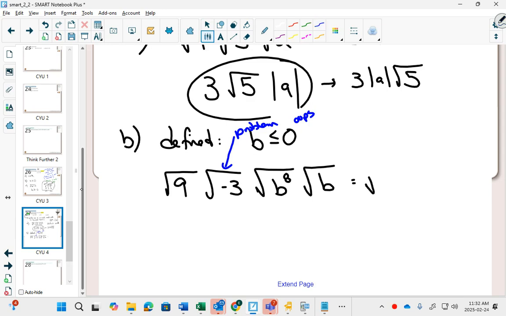Instead, this is how I'm going to recommend us showing our work, unlike we did in A. Just make one big square root and break things up. So negative 3, b to the 8, and b. And then you can think about which ones you can square root. Like you can square root 9, so that comes out in front as a 3. What happens when you square root b to the 8?